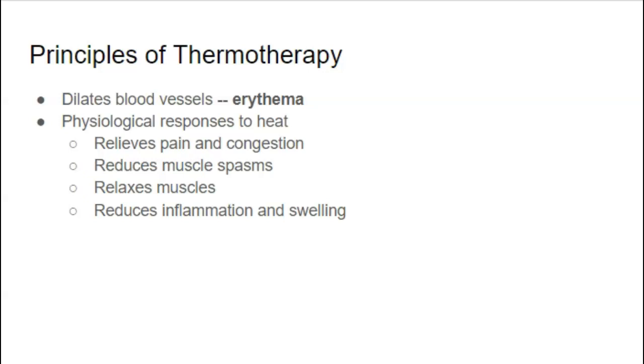Although if something is acutely injured and you throw heat on it, it sometimes will swell excessively. So you have to be careful with using thermotherapy. If you've got somebody with rheumatoid arthritis, with swollen joints, and you put heat on them, sometimes it will make it worse. So it's important to know what kind of disorder you're dealing with.